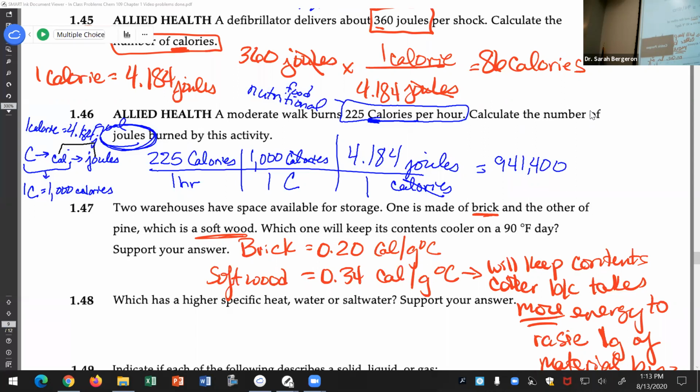Double check. Okay. It happens. So what are my units on this? Joules, and that's right. I didn't lose my joules per hour. That's right. Okay.